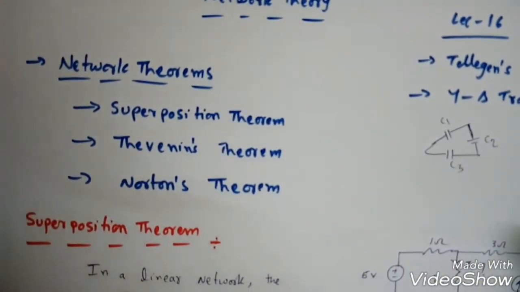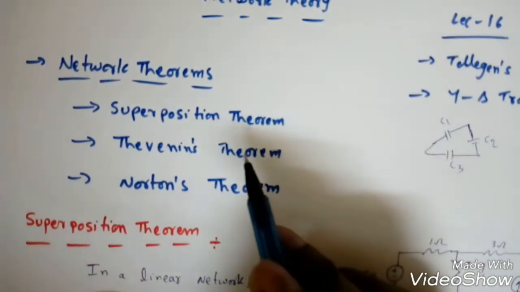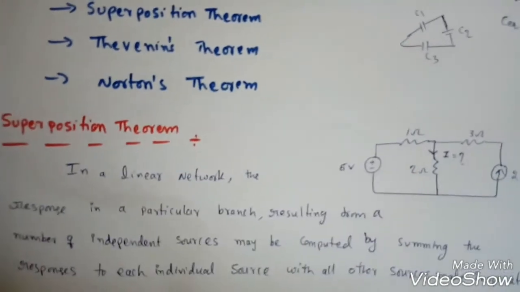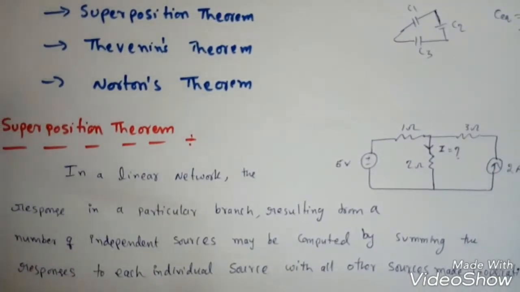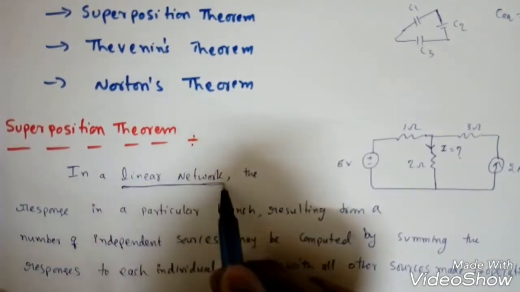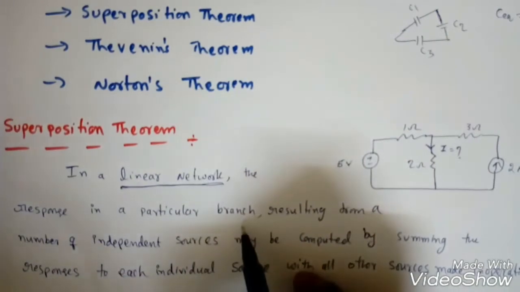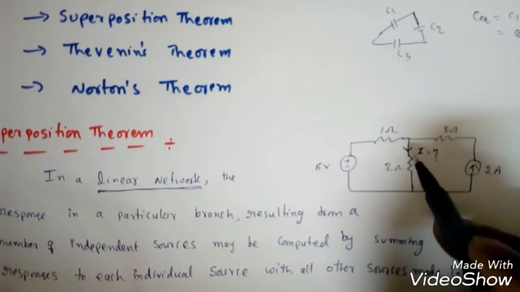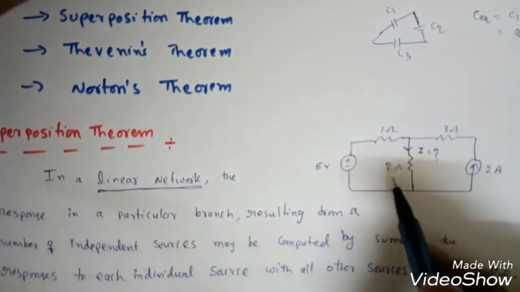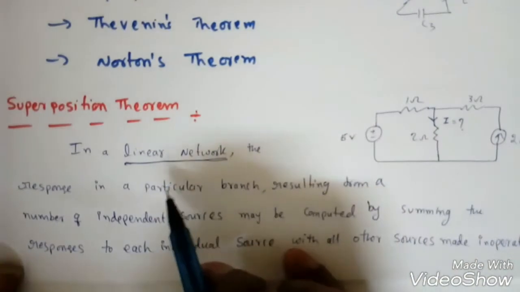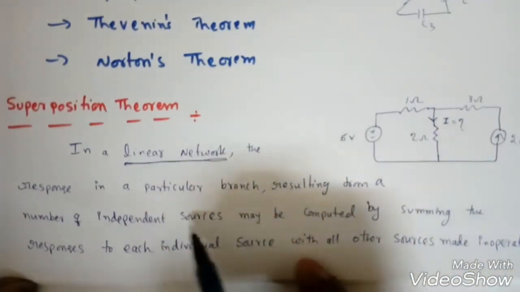Now, in this lecture we are going to discuss these theorems. First, the superposition theorem. First I will read the statement, then we will discuss one problem, then it will be clear. Remember, in a linear network, it should be underlined, in a linear network, the response in a particular branch. Suppose this is some network. If I want to find the current in this branch, how to find it? Either nodal analysis or mesh analysis, another way is also there. In a particular branch, resulting from a number of independent sources.